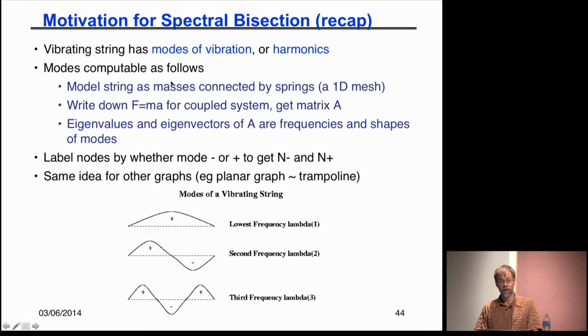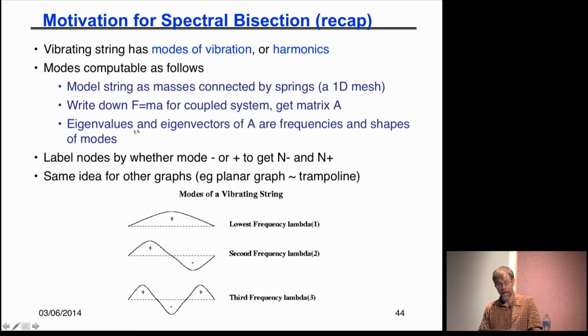I said it's a physics problem. I'm going to take my graph and pretend it's a vibrating string or trampoline or whatever it is. And so what I need to do is write down a bunch of vertices with fixed masses, and each edge is going to turn into a spring. I'll write down F equals ma. For this coupled system, I'll get a matrix. And that's going to describe how the thing vibrates.